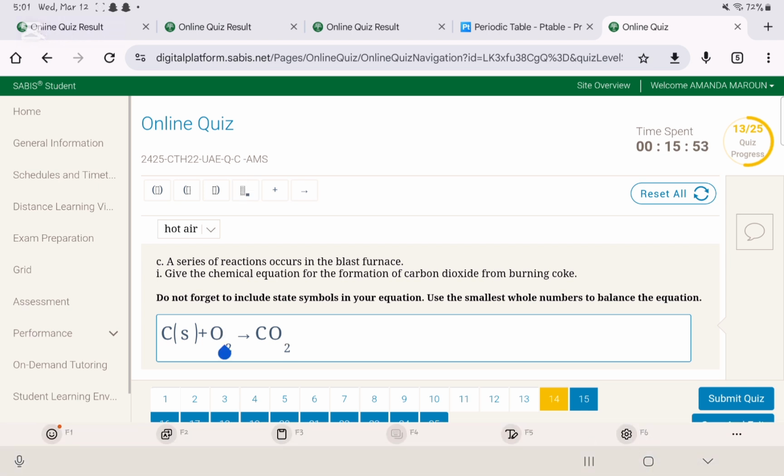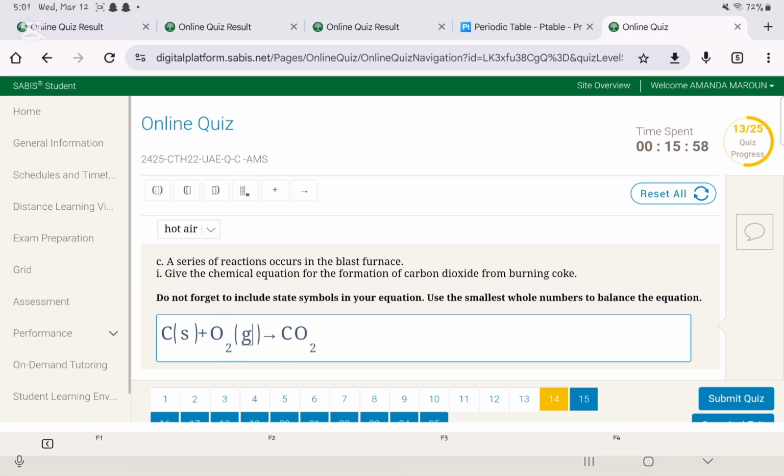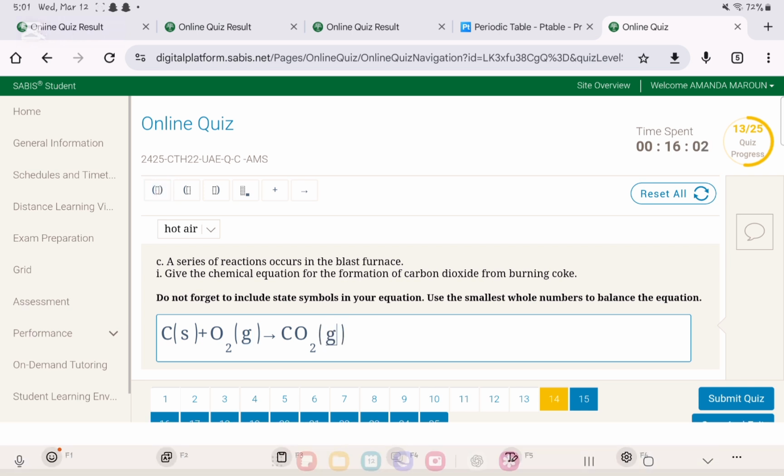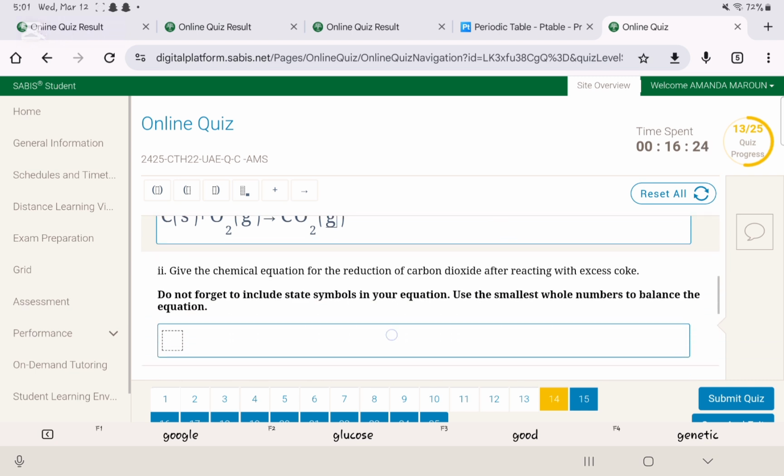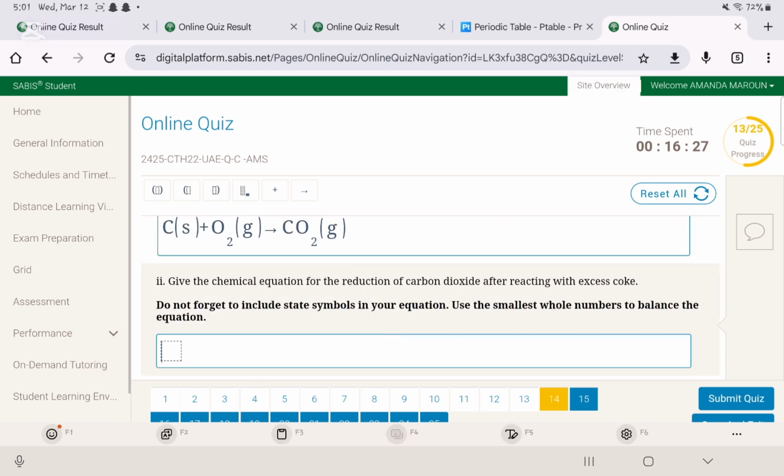CO2. Now, don't forget to put the states for the O2. The O2 over here, it is gas. And the CO2 over here, it is also gas. So keep in mind, when they say carbon dioxide from burning coke, it means it is carbon as a solid. Then you add to it oxygen as a gas, you combust it, and then it will form carbon dioxide gas. Then we move on to the second process.